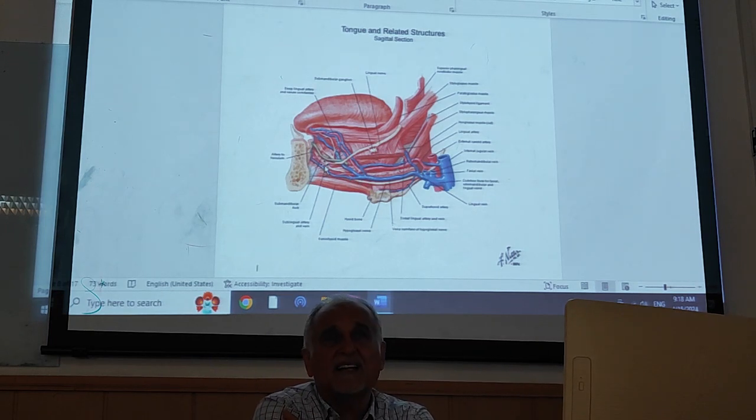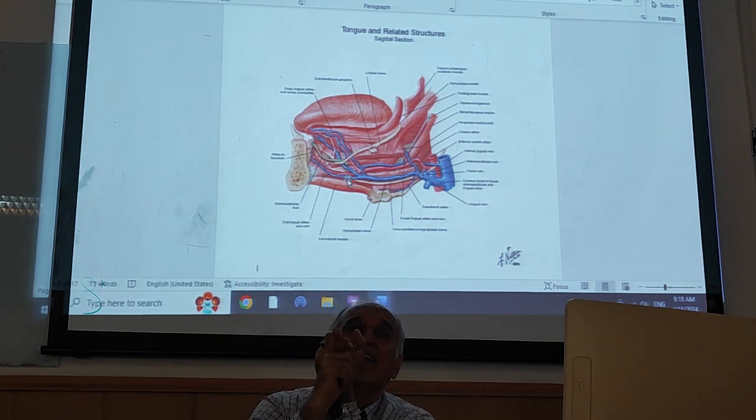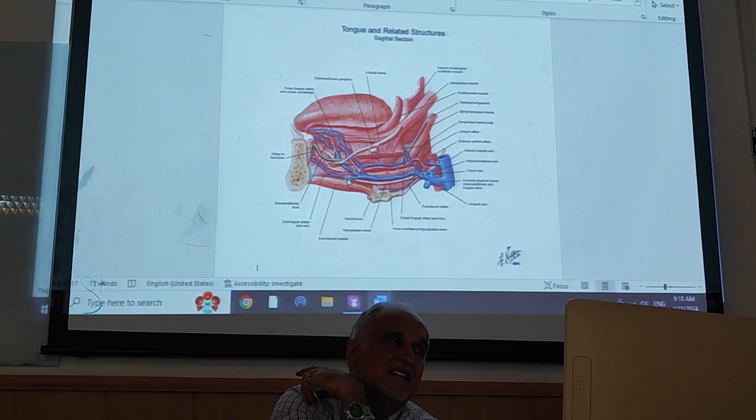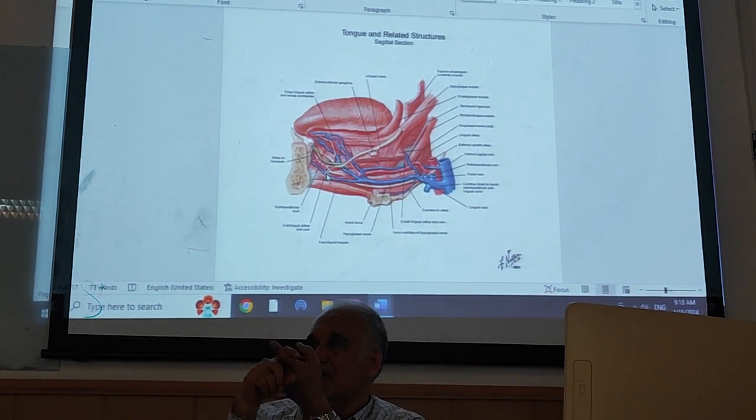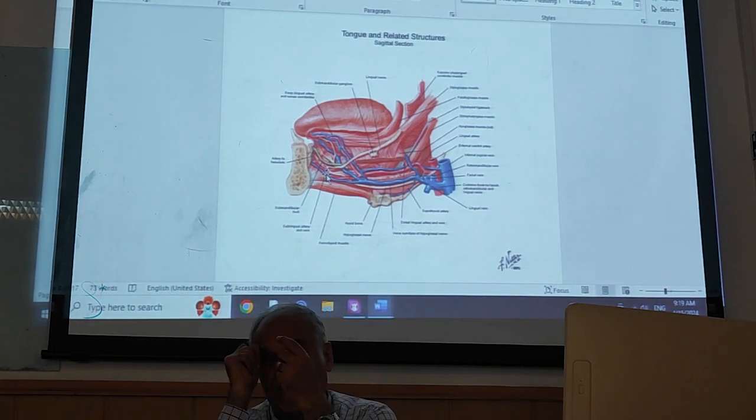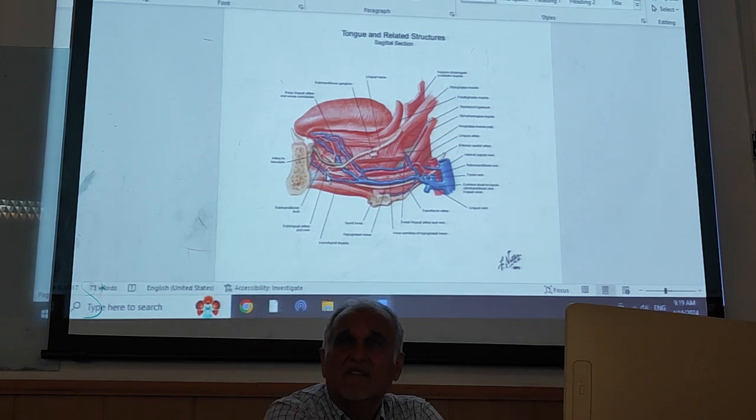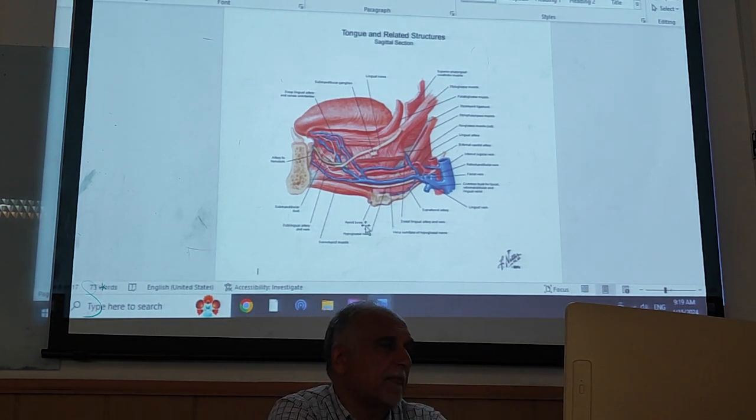On the way, as you can see here, the duct crosses the lingual nerve. It is clear here. Look at this lingual nerve and the duct of the submandibular, it crosses the lingual nerve. If we have another class in the practical, we will find this in the oral cavity at the sublingual part of the gland.